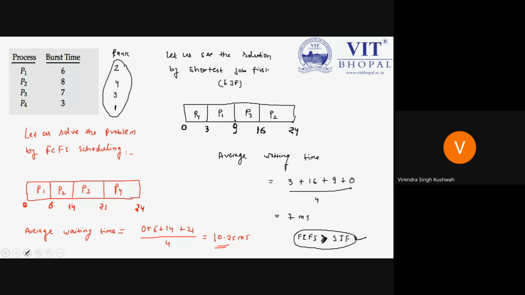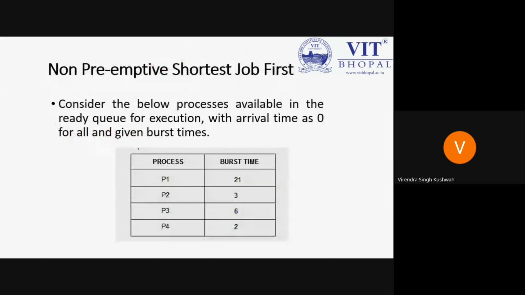Here I'm suggesting that the students solve the problem and then tell me the answer. What would be the answer to this one? Consider the below processes available in the ready queue for execution with arrival time 0 for all, along with burst times. You need to calculate the average waiting time for the given question. You have to solve this question. I'll give you 5 minutes. You can solve this problem.